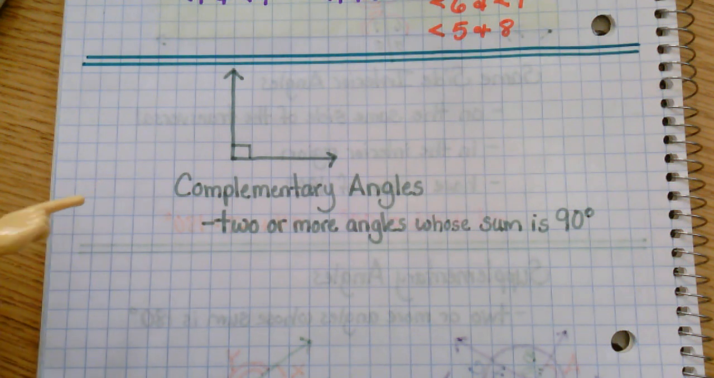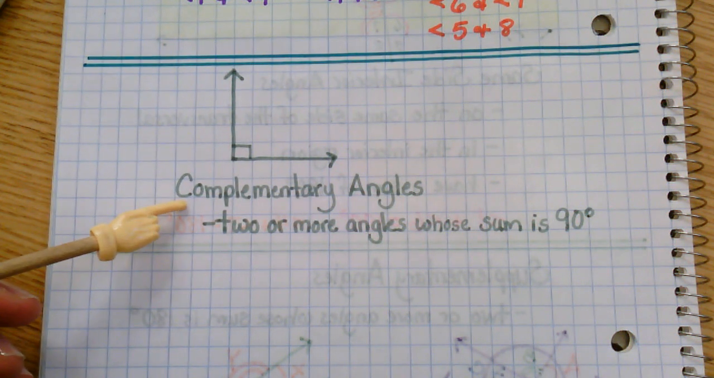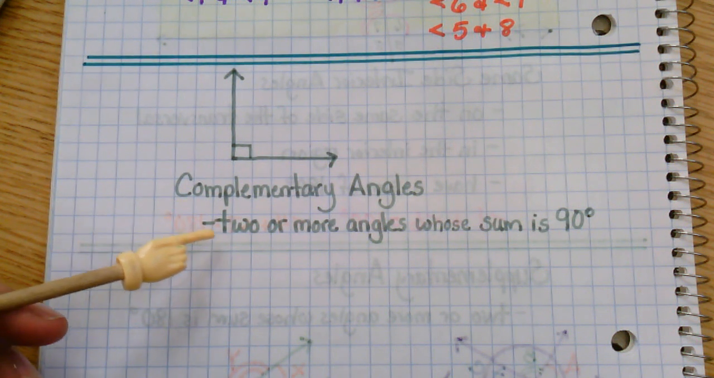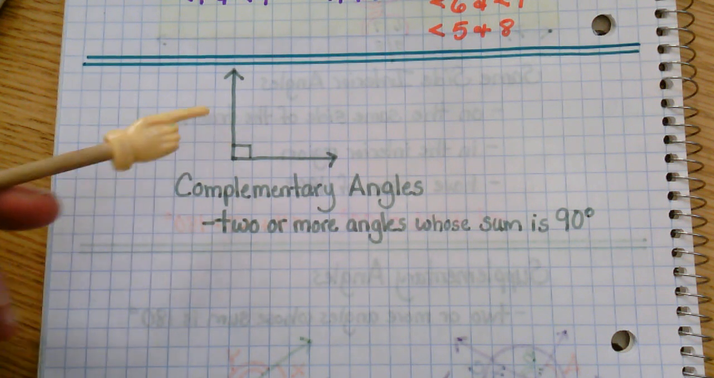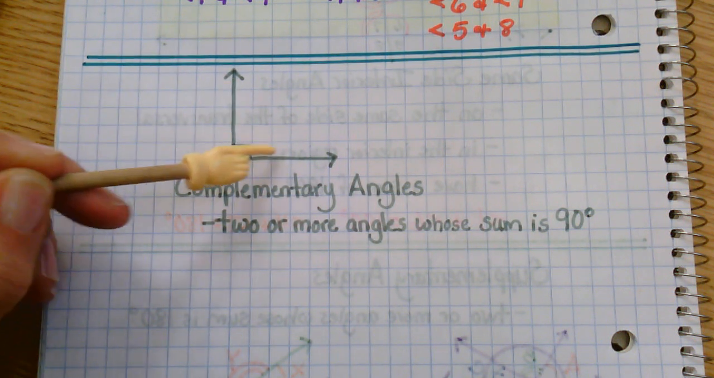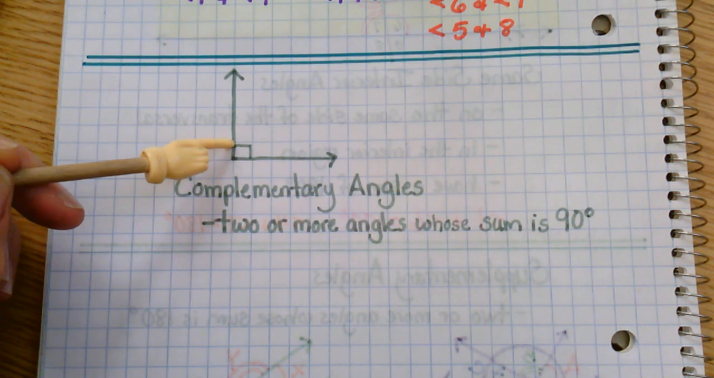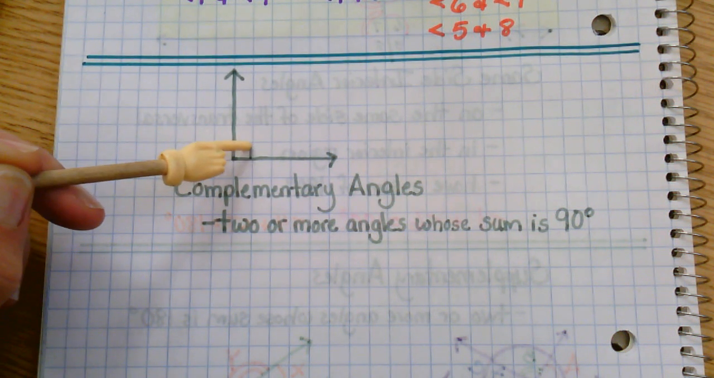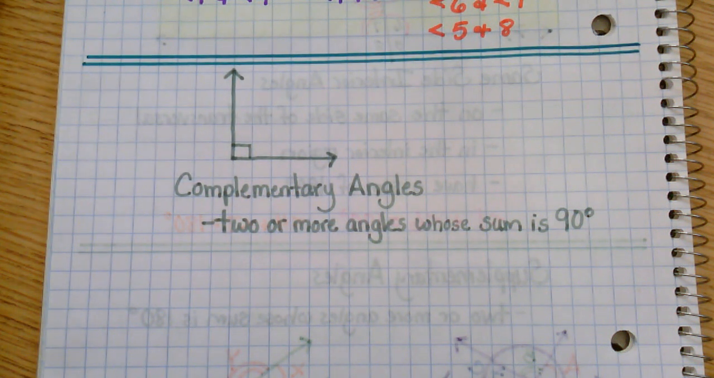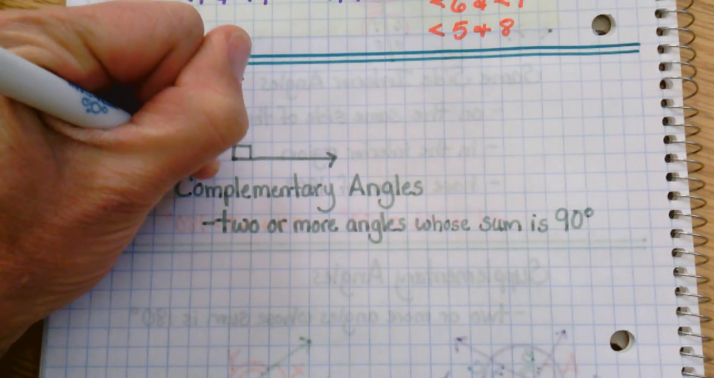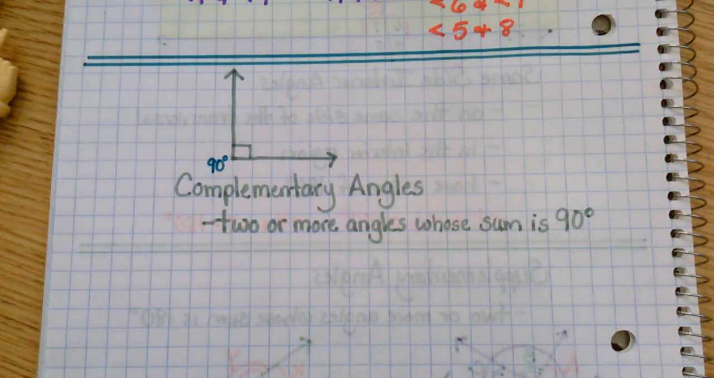Our next angle relationship are complementary angles. Complementary angles are 2 or more angles whose sum is 90 degrees. So in this diagram up here, we have 2 lines that intersect and create a 90-degree angle. We know that because of this little square marking in the corner. That tells us that that angle is 90 degrees.